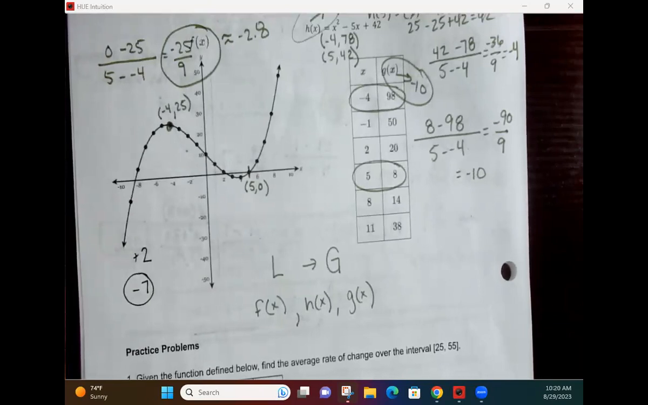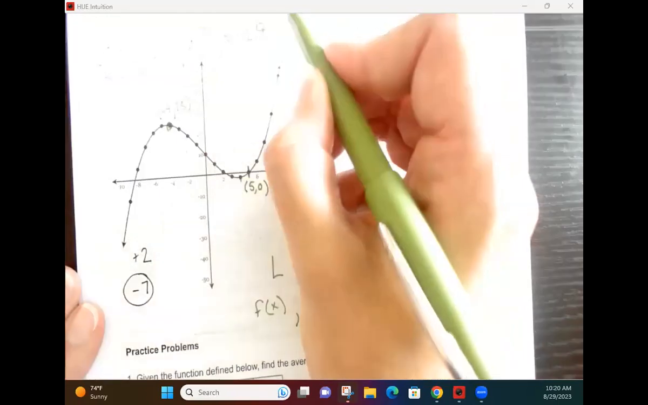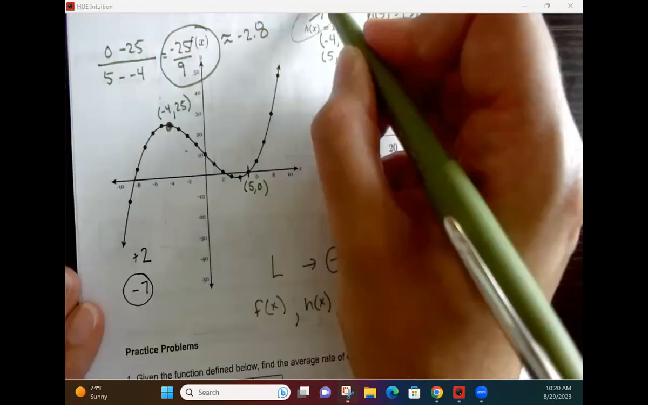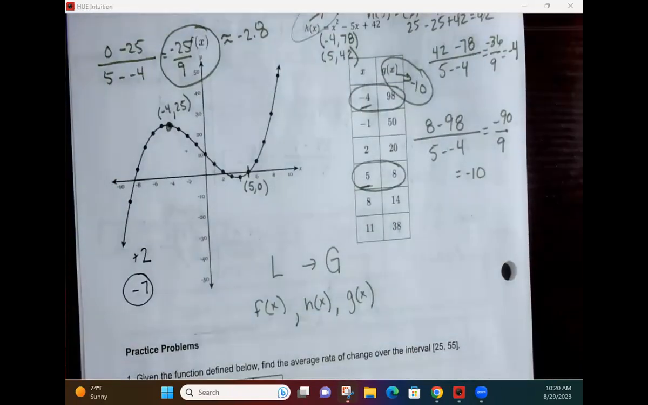Questions for me? For the table, we're looking at x values of -4 to 5. Does that make sense? Okay. Other questions for me on average rate of change?